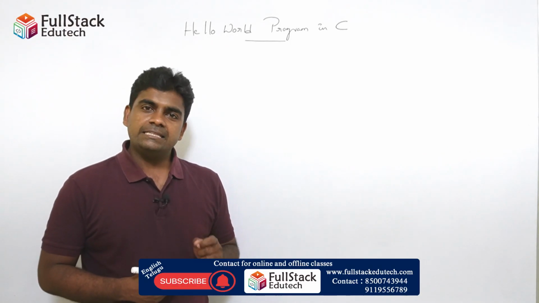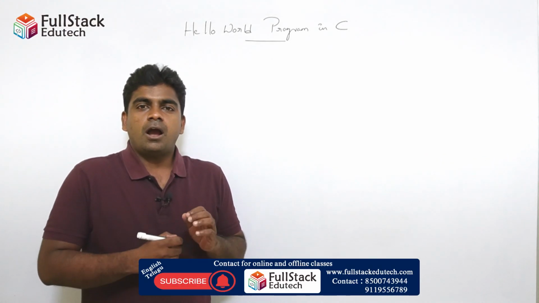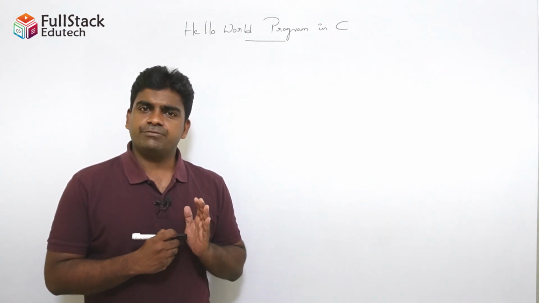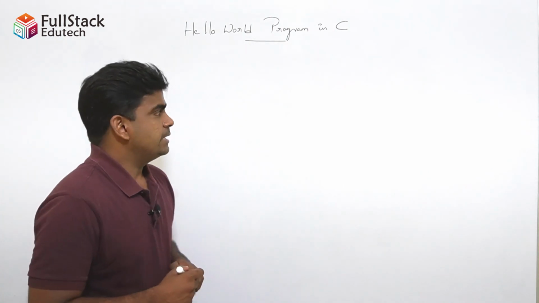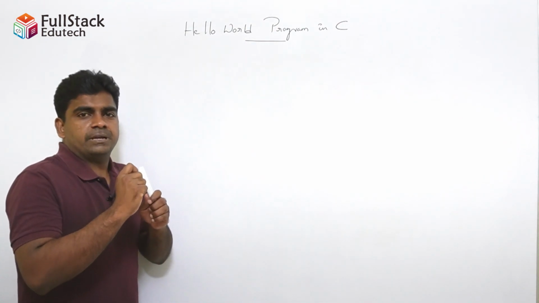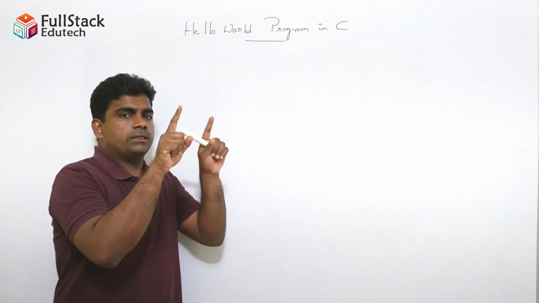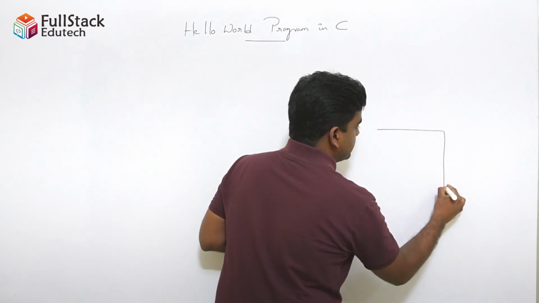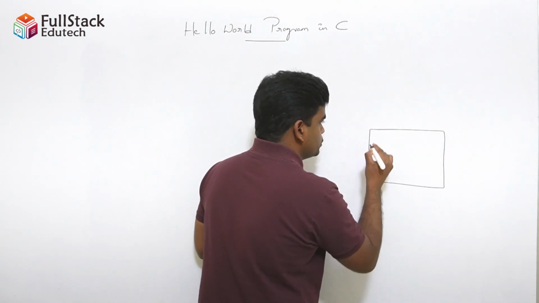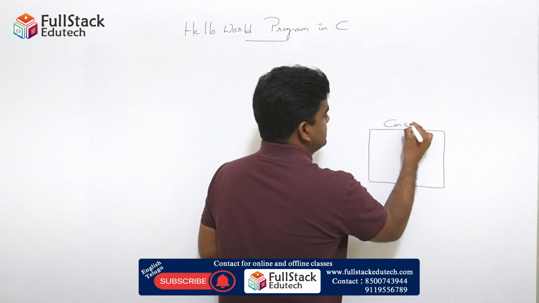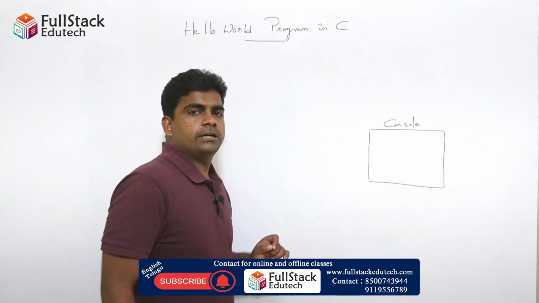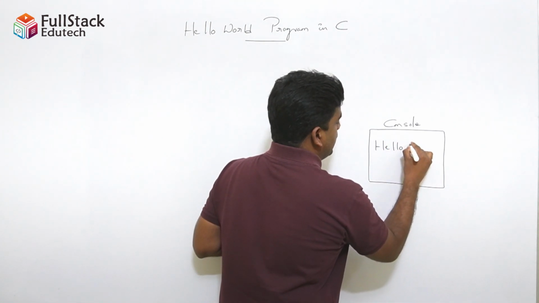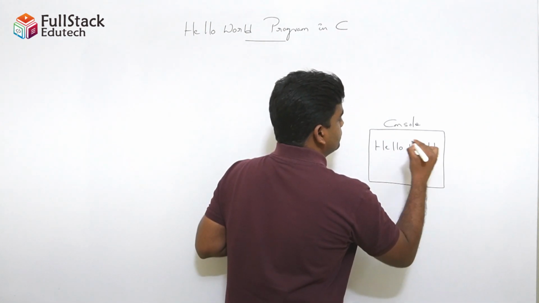Hi everyone. So in this video I am going to explain how to write a hello world program in C language. So this is the first C program. I just want to display a message hello world on the output screen. Normally the output screen we can call the console, where we can see the output. I just want to display a message hello world on the console.